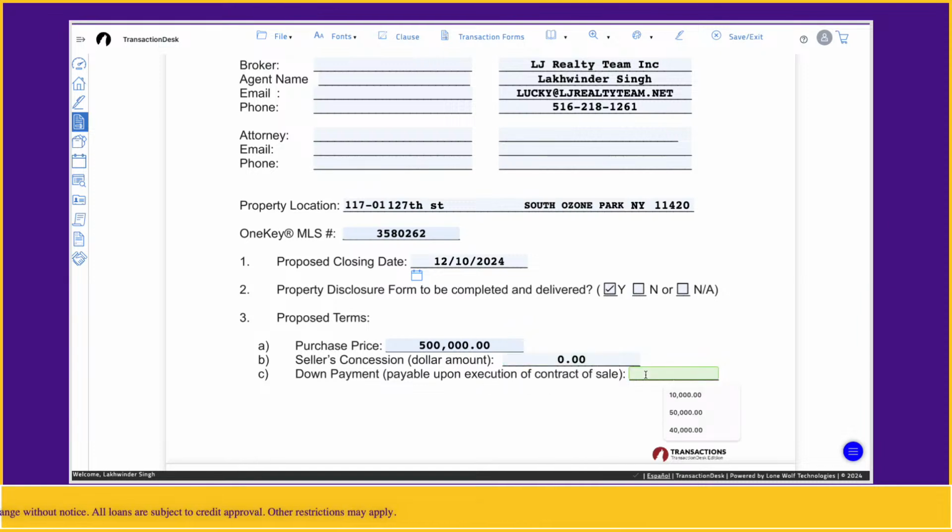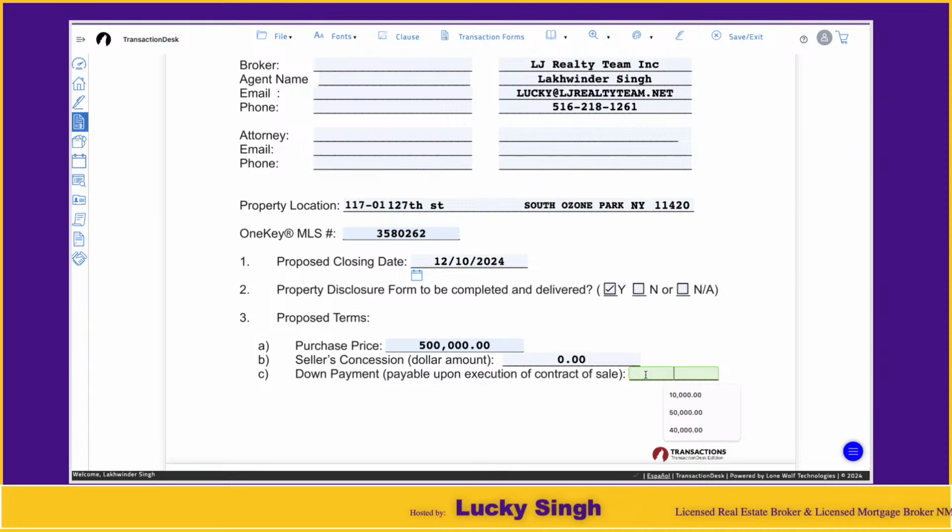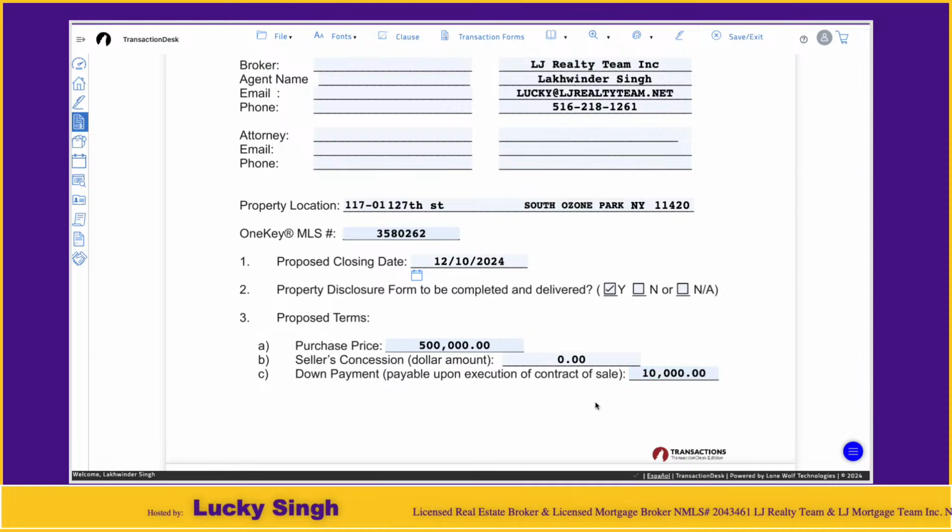For down payment, this is not the total down payment, but rather how much money you're going to put on the contract. Okay, so what we see usually in this day and age, the lowest amount is around $10,000 for a single family. If it's a $1 million property, then they might ask for 2%, 3%, 4%, right, on the contract. This is not the total down payment, but rather what is going to be on the contract. Let's say for this example, we're going to put down $10,000. Okay.